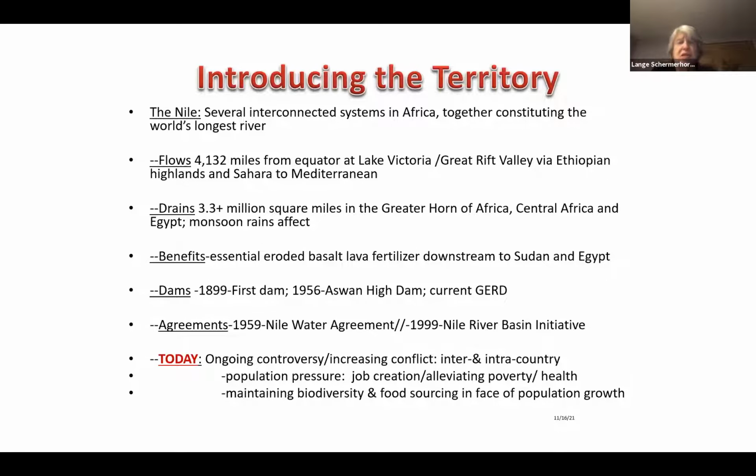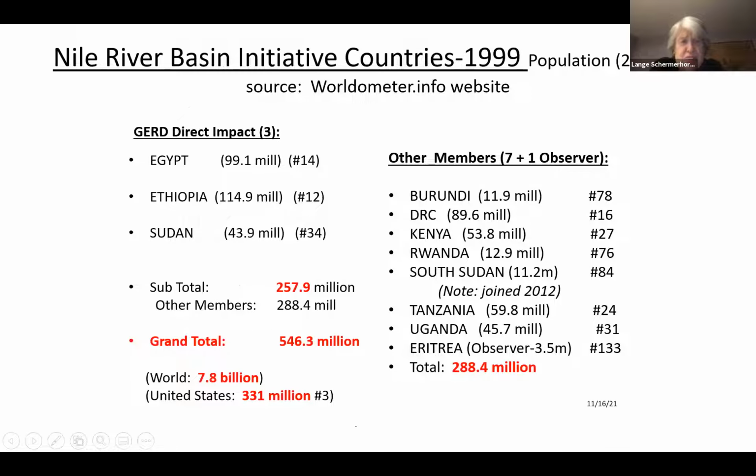Now, these are the countries of the Nile River Basin Initiative. The major ones which are impacted directly by the dams are Egypt, Ethiopia, and Sudan, with a total of almost 300 million people. The other members of the initiative are 7 countries listed on the right, plus 1 observer country, Eritrea, totaling 288 million people. So the grand total impacted by the river amounts to almost 550 million people.